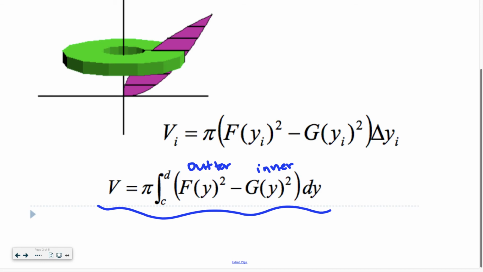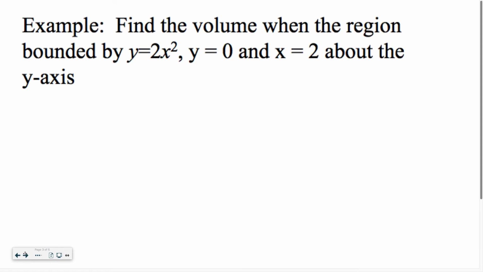Okay? So if we're going to rotate around a vertical axis of rotation, if our equations are not in terms of y, we would need to do that first. Then we can set up our integral with pi times outer radius squared minus inner radius squared, times h. Okay? So I think I have 3 examples for us. So here's the first. I want the volume bounded by the region y equals 2x squared, y equals 0, and x equals 2 about the y-axis.